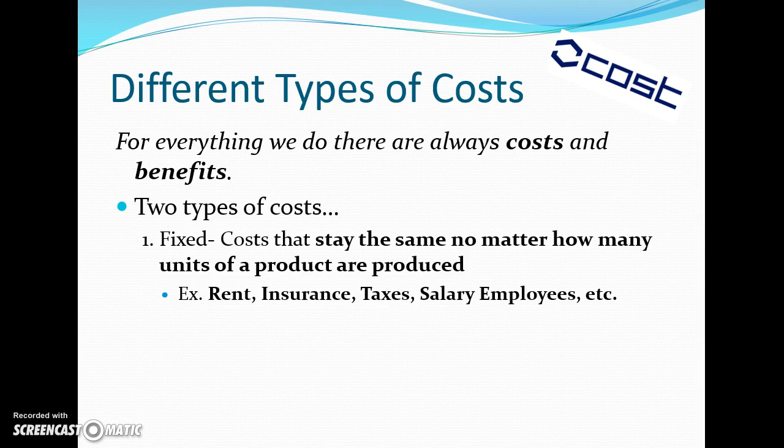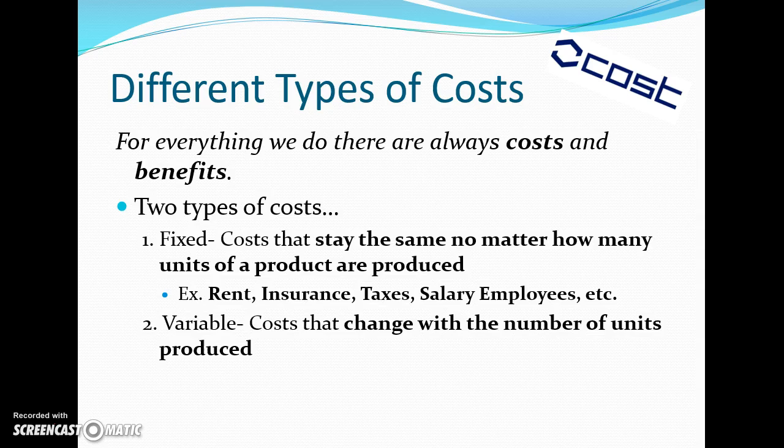Other examples are like if I'm going to rent a building or an office front, that's going to be the same amount of money every month regardless of how much money I make. The second type of cost is variable costs. These change with the number of units you produce. So, for instance, materials, utilities, hourly employees, etc.